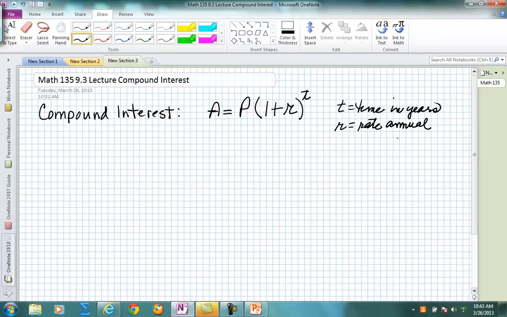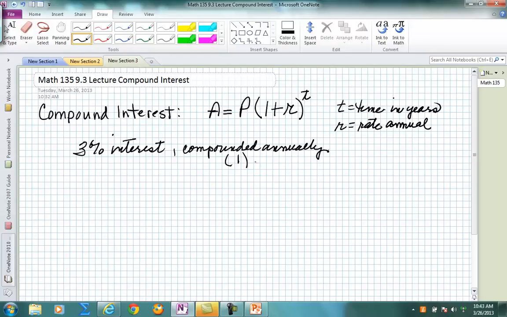So let's say that you have an account in the bank that is earning 3% interest. And they tell you that that is compounded annually. So that means that it's compounded one time each year. He deposits $1,000. So that's the principal. And you want to know how much does he have after 1 year?